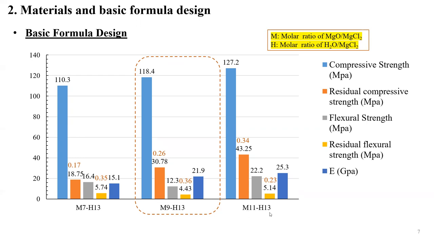Then for the M11H13, this is the compressive strength, and this is the residual compressive strength, and the ratio. Also the flexural strength, residual flexural strength, and the ratio. So this ratio is 0.23. Although the flexural strength ratio is higher than the M9, the flexural strength coefficient is much lower than M9H13. So from this figure, if we consider the ratio for compression coefficient and also for flexural, M9H13 seems most promising among the three.